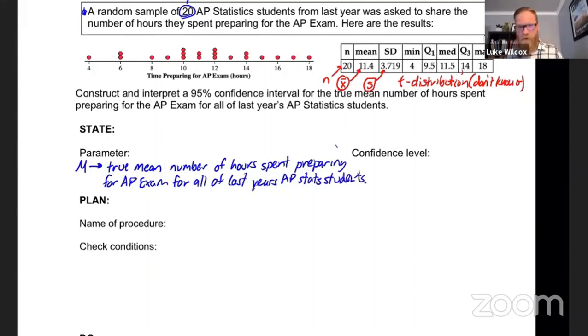Now, one thing I want to point out here is I'm being very careful with my language to make sure that I'm referring to the population and not the sample. And so I use the word true and I use the word all to make it very clear that I am referencing the population. We are trying to estimate something from the population here. Now, our confidence level, of course, is given to us in the problem. This is the familiar 95% confidence level.